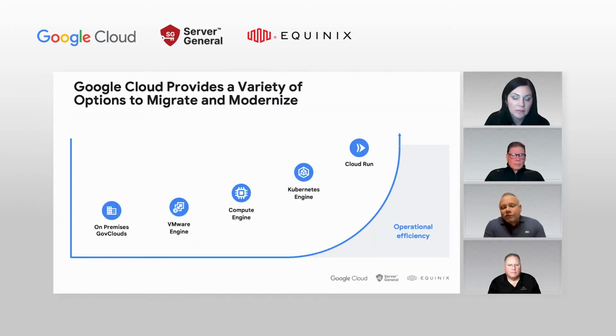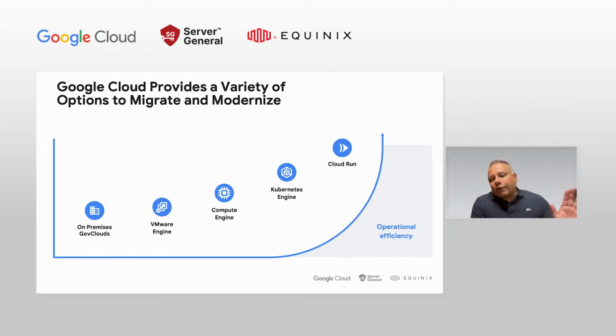From a migration standpoint, we provide a lot of different tools for customers to continue down that journey. Applications or data that's running on-premises or on the gov clouds can be brought over and run on different platforms: lift and shift onto the VMware platform with GCVE, the Google Cloud VMware Engine, or modernize those applications, convert them and run them on GCE, or modernize even further into container constructs on GKE, Kubernetes Engine, and Cloud Run.